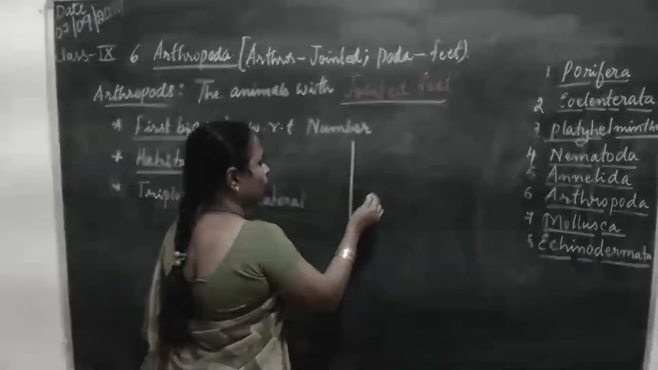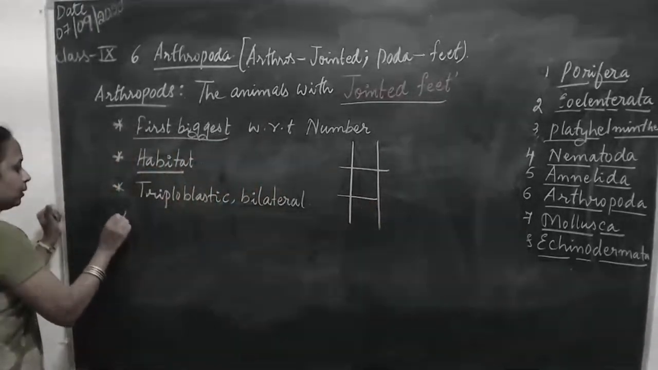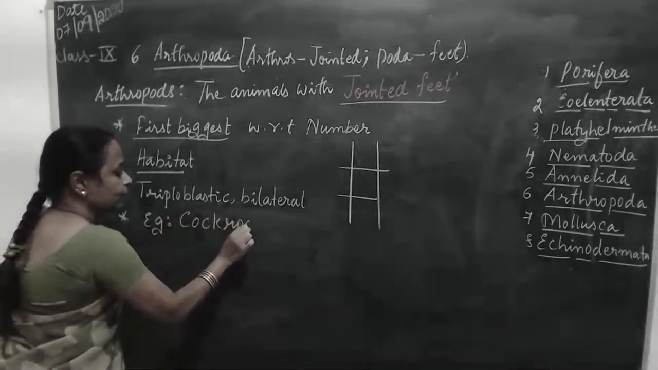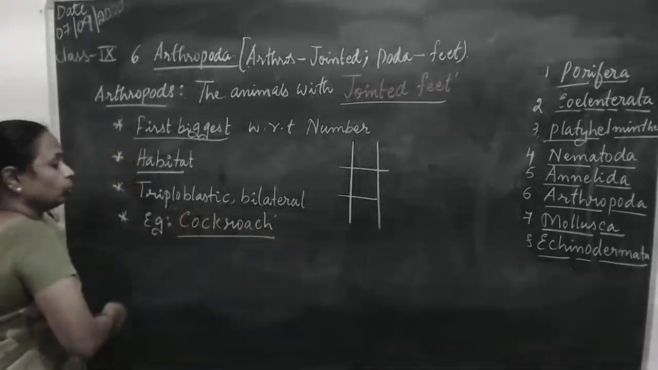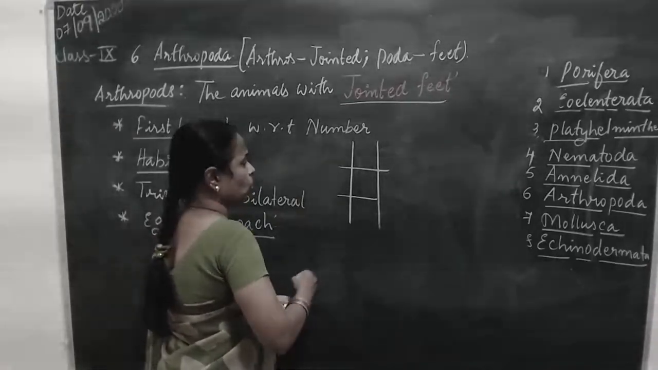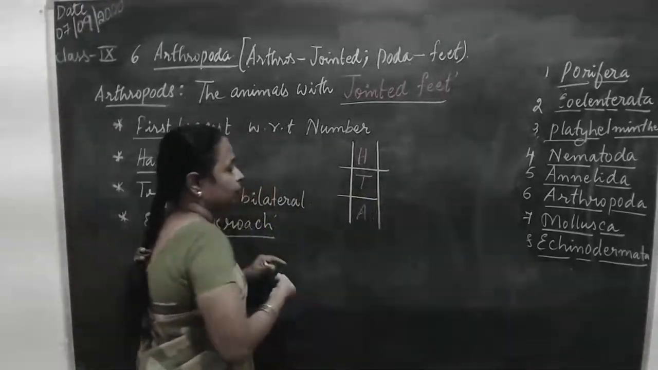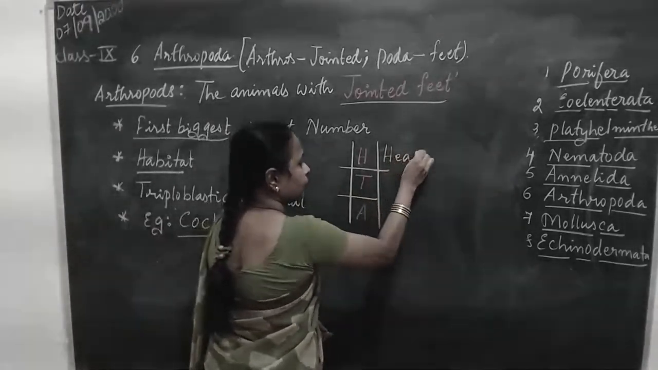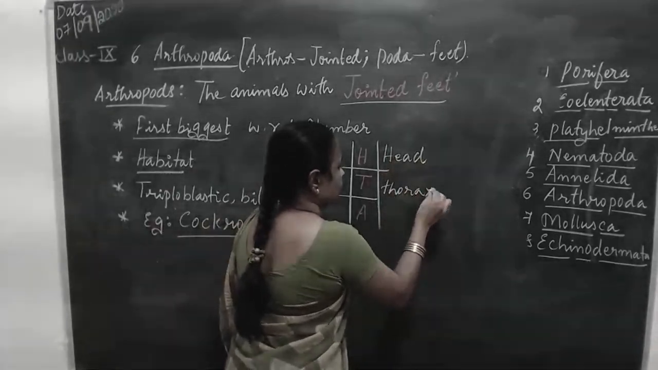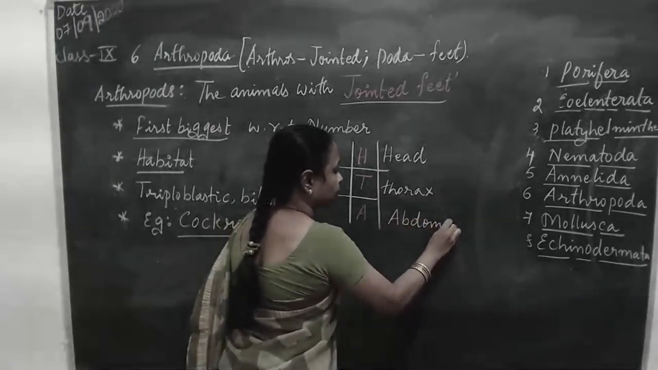Then, let me take the example of the cockroach. So when you take the cockroach, what might I see? We can divide the cockroach into three body regions. The first is the head. Second is the thorax, and the third region is the abdomen.